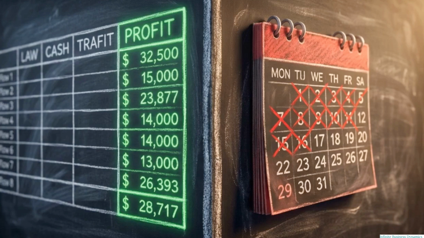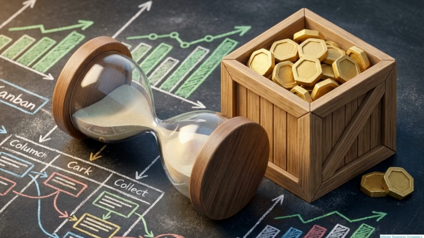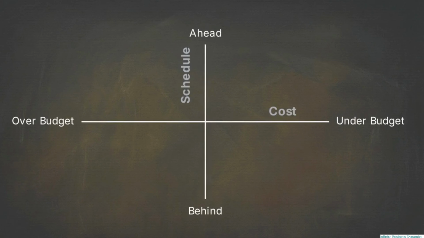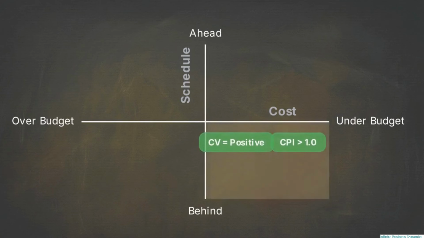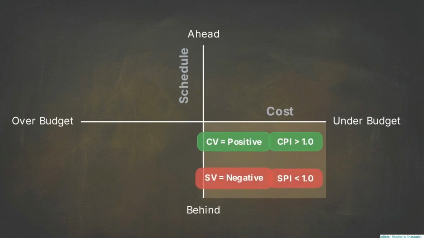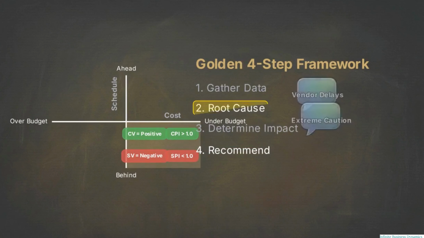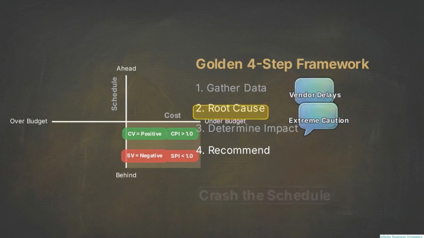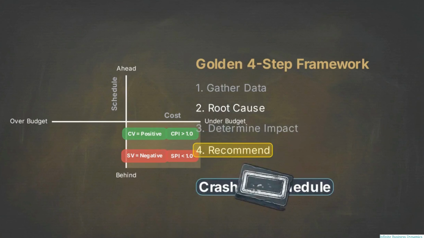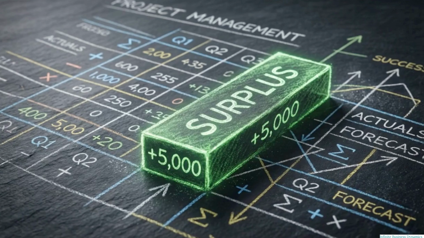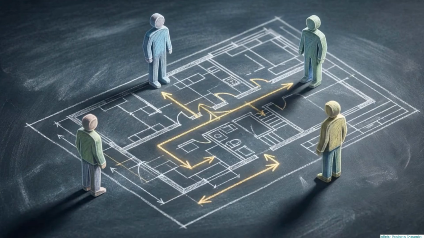Contrast this with Scenario 3, saving money, losing time. Here, the schedule is falling behind, but your budget is intact. Look at the tracker now. The metrics are inverted. You have green indices for cost and red for schedule. Step 2 identifies vendor delays or extreme caution as the root cause, which creates a surplus of funds. When we reach Step 4, crashing the schedule is now a valid option. Because your CPI is positive, you have the financial room to spend that saved money. You can hire premium resources and buy back the lost time.